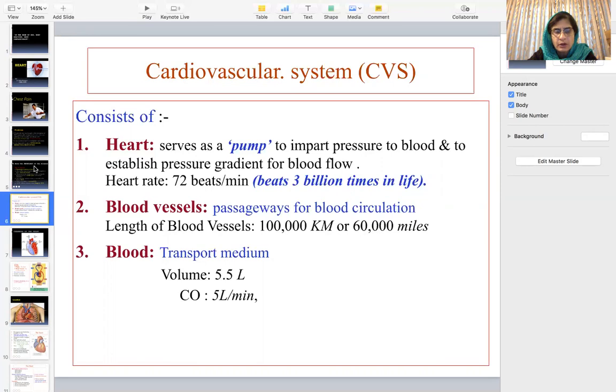The second component of the cardiovascular system is the blood vessels. Blood vessels are passageways for blood circulation, and the length of the blood vessels is about 1 lakh kilometers, or 60,000 miles. In the blood vessels we have the blood, which is the transport medium, and the total blood in our body is about 5 liters. The cardiac output is also 5 liters per minute, meaning that per minute about 5 liters of blood is pumped by the heart into the general circulation. So we have three components: the heart, which acts as a pump, the blood vessels, which are the passageways, and the blood, which acts as a transport medium.